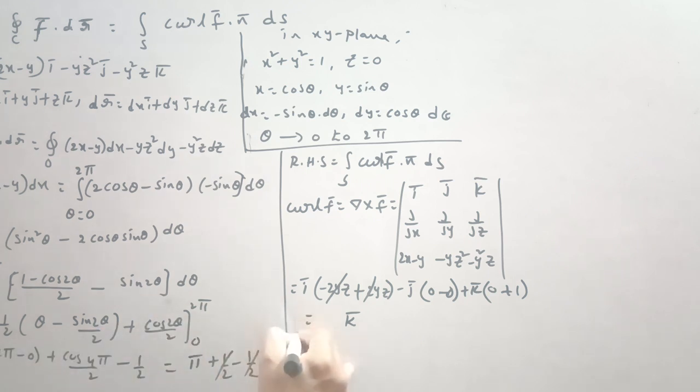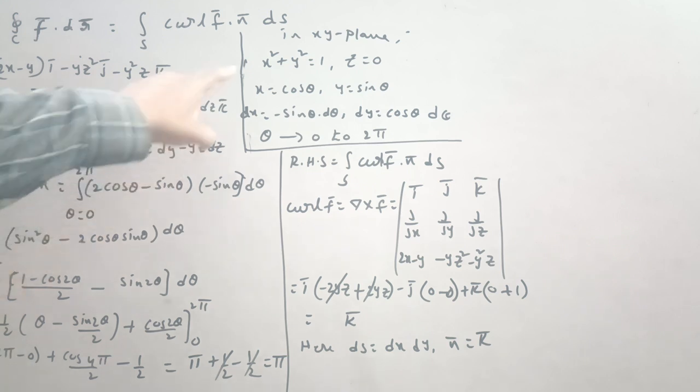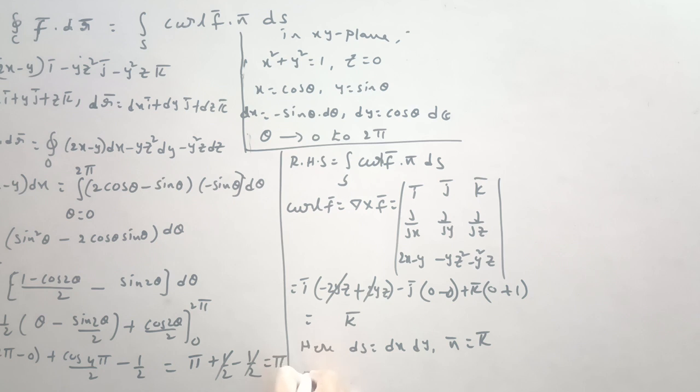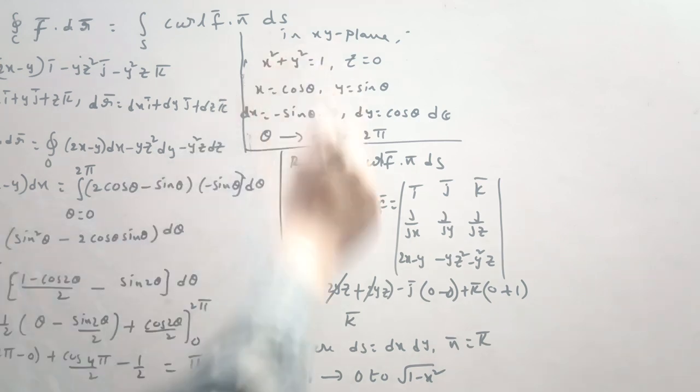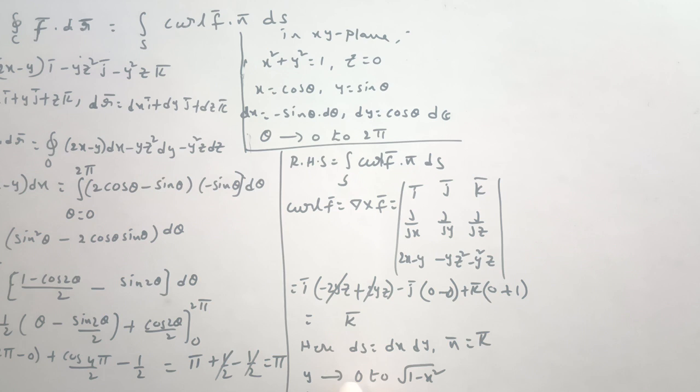Now here ds is equal to dx dy and n bar is equal to k bar. And the limits of x and y we have to find. From here y is changing from 0 to square root of 1 minus x square. If I take y is equal to 0, x is changing from 0 to 1. If I take, it's not coming, right?